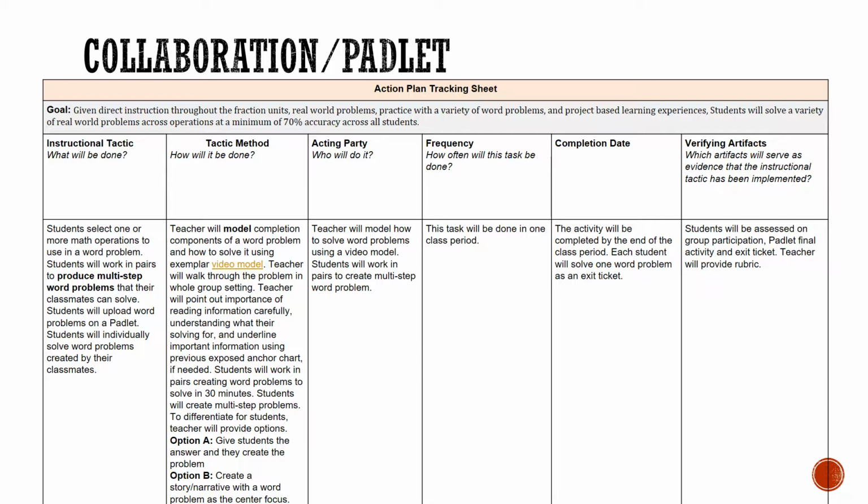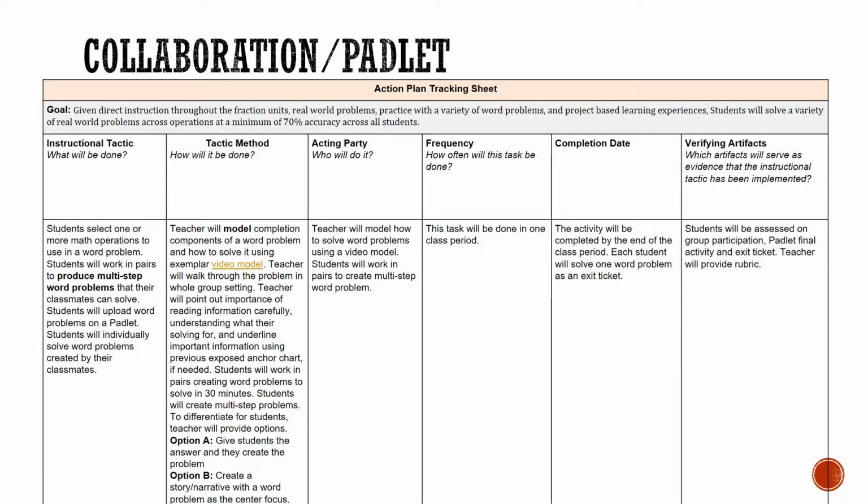And last but not least, collaboration slash Padlet. Students will select two operations to use in a word problem. In this situation, the teacher can determine if certain students will still need to use one operation in a word problem, or if they're okay to move forward to implementing two operations in a word problem. Students will work in pairs to produce multi-step word problems that students can solve. Students will upload their problems on Padlet.